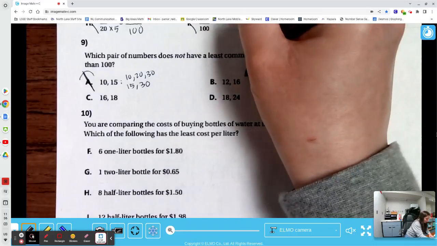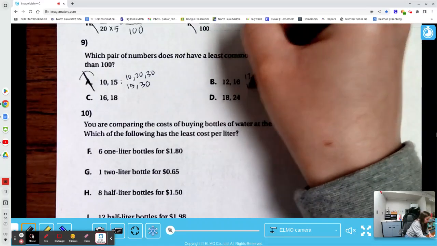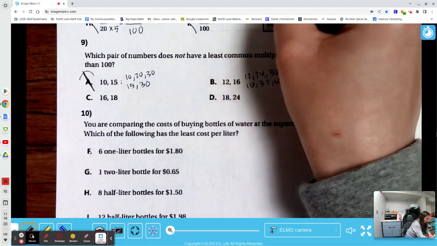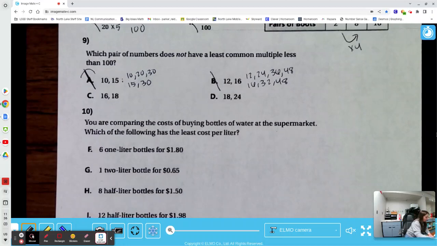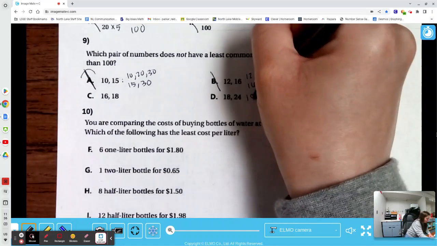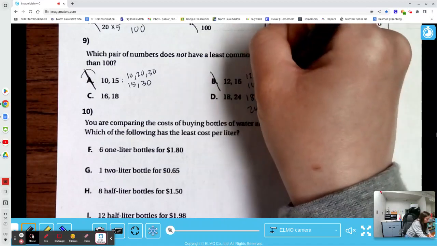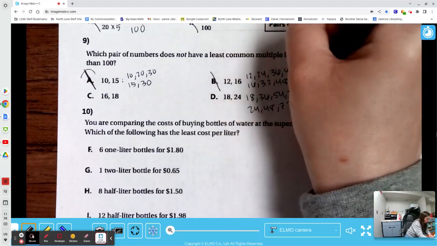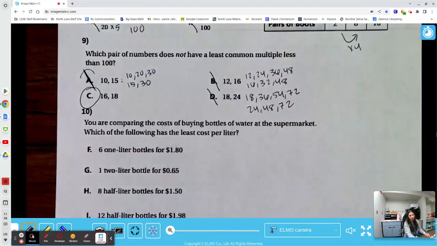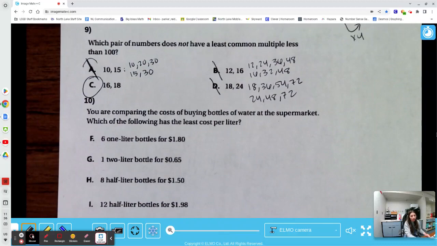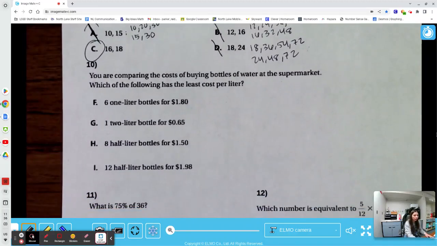Let's try 12 and 16. 12, 24, 36, 48, 16, 32, 48. They also have an LCM of less than 100. Theirs is 48. Now trying 18 and 24. 18, 36, 54, 72, 24, 48, 72. Theirs is 72, also less than 100. That means it's going to have to be C. So I don't even need to find their LCM. All the other ones have one less than 100, so it's got to be the last one, C.